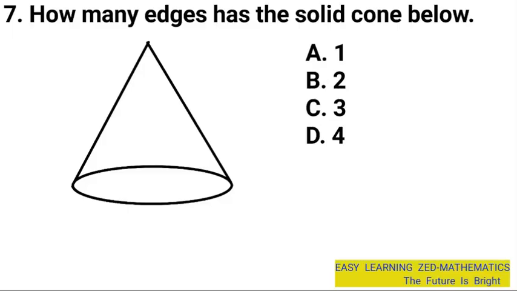Question 7 was: how many edges has the solid cone below? You need to look at the cone down here, study it, then state the number of edges this cone has. Basically, the number of edges the cone has is just a fact. It has 1 edge. So the correct answer is A, 1. Okay, so let's go to the next question.